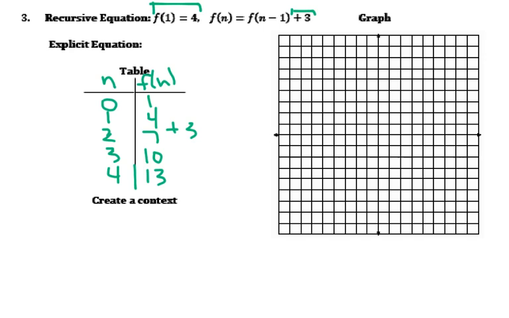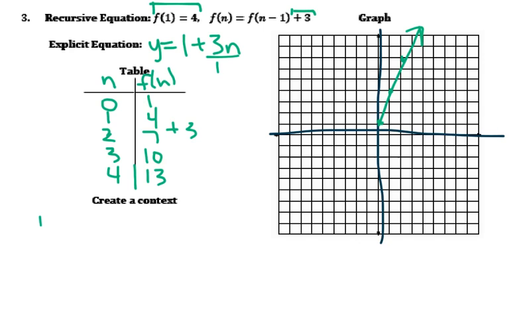We'd be at 1. So for our explicit, we go y equals our start number, 1, plus 3, n number of times, or x number of times. Okay? So then on our graph, we could easily draw that as well, and just go up to positive 1, and then our slope is 3 over 1, so up 3 over 1, up 3 over 1, or just using the table, do the same thing. And then you just create a story problem about that.